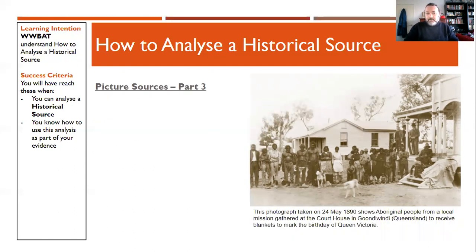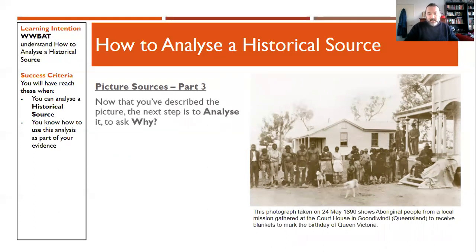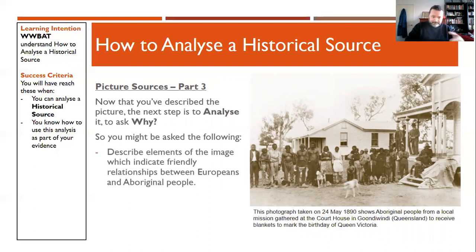Now, the third part of all of this, with regards to picture sources, you need to analyze. You need to ask why. You would always be asked to say, okay, fair enough, we know when this is from, you've told me what's in there. Why is this important? A question you might be asked would be something like, you've described the elements which indicate friendly relationships between the Europeans and Aboriginal people. Well, in this case, they're all posed together for photographs, so they're clearly getting on relatively okay.